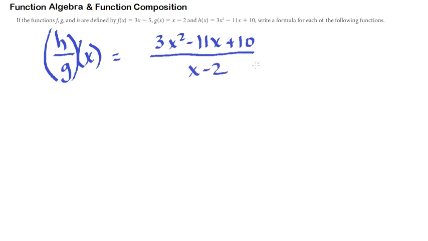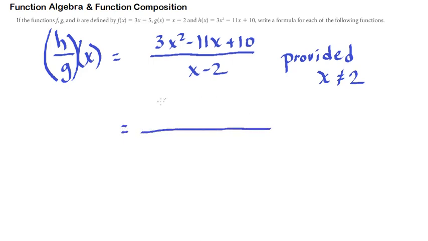Now this is our function. It might simplify a little bit, so I need to look at that. But I also need to note that provided x is not equal to 2, because if x were 2, this thing would have a 0 in the denominator and it would be undefined, and we can't have that.